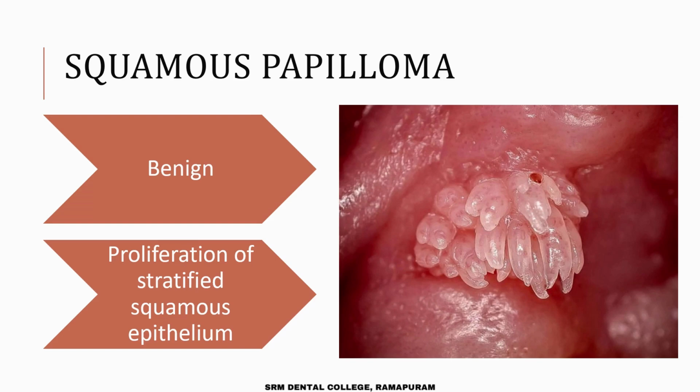Squamous papilloma is a benign HPV-induced lesion characterized by the proliferation of stratified squamous epithelium resulting in a papillary or verruciform mass. So basically it is a benign epithelial pathology that is caused by a human papilloma virus infection. This in turn results in the proliferation of your stratified squamous epithelium, giving rise to a cauliflower-like appearance or a verruciform mass.